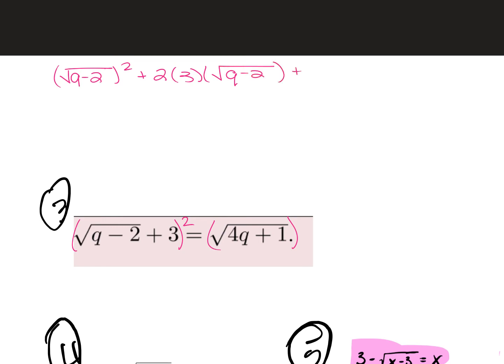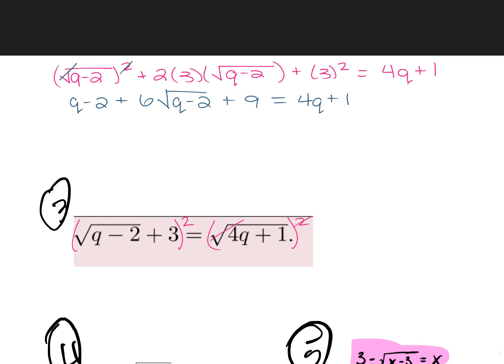And then your 3 gets squared. And then on the other side, since you are squaring that, it cancels out with the radical, and you just have 4q plus 1. Once again, you have the square root squared, so that square root cancels out with the power, and you're left with q minus 2 plus 6 times the square root of q minus 2 plus 3 squared is 9 is equal to 4q plus 1.